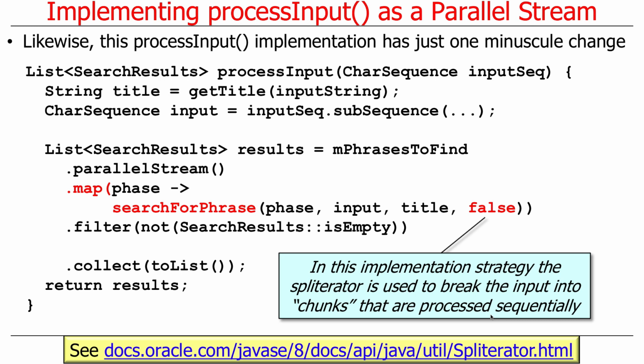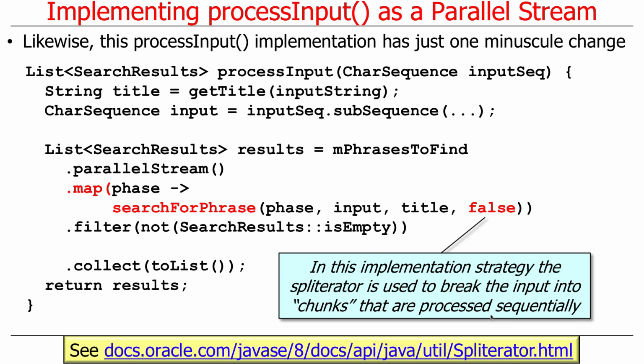So what happens here is map is called for each phrase. And map, being a higher order function, will call the search for phrase lambda expression, which will take the phrase. Let's say we have 10 phrases we're looking for. Each of those phrases will run in parallel, searching the input string to see if there's a match or not. In this particular case, the splitterator that we're using will be a sequential splitterator. I'll talk about that a little later when we talk about the splitterator that's used to implement search for phrase.